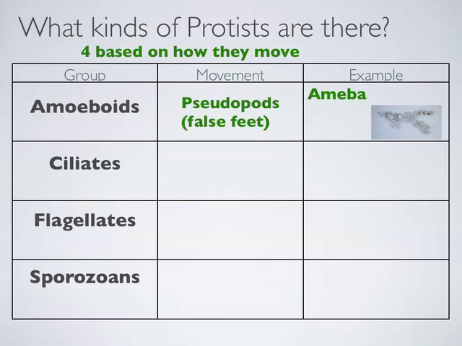All right, ciliates. Ciliates move using cilia. I know you guys have mentioned cilia in health class. They have to do with your respiratory system. Their cilia are small, tiny little hairs that in our respiratory system filter out stuff in the air that we breathe.